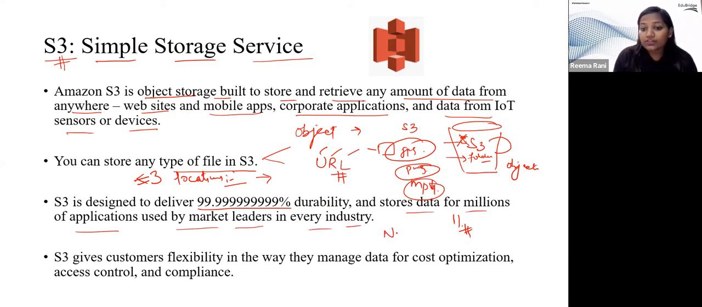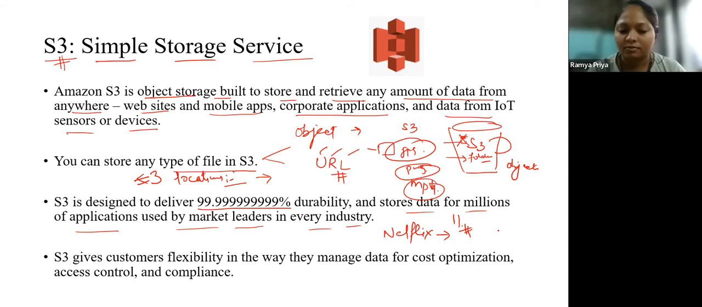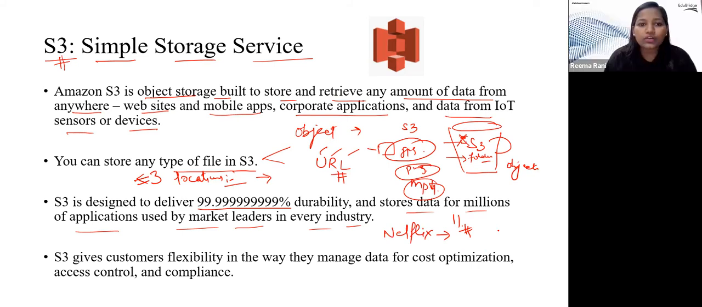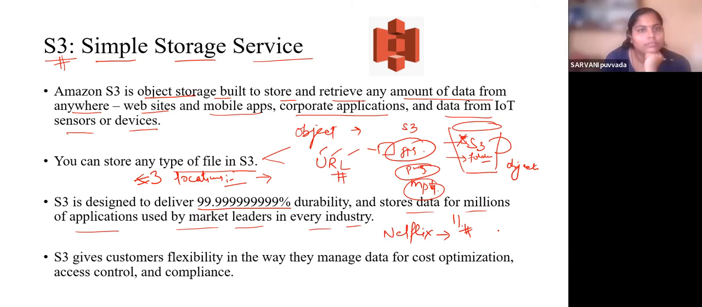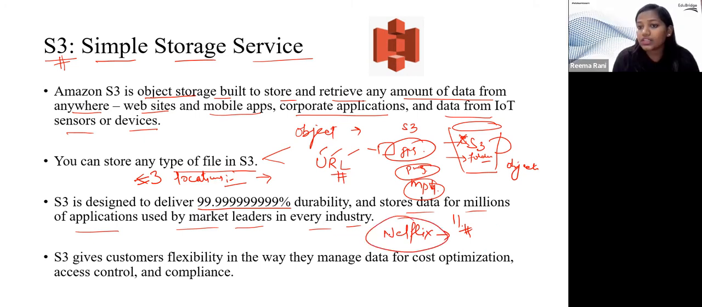You know about Netflix? Whenever you click on any video, it is quickly loaded and you can watch it at the same moment, without delay. Why? Because their data is stored on S3. This is the fastest mode to store and retrieve your data.